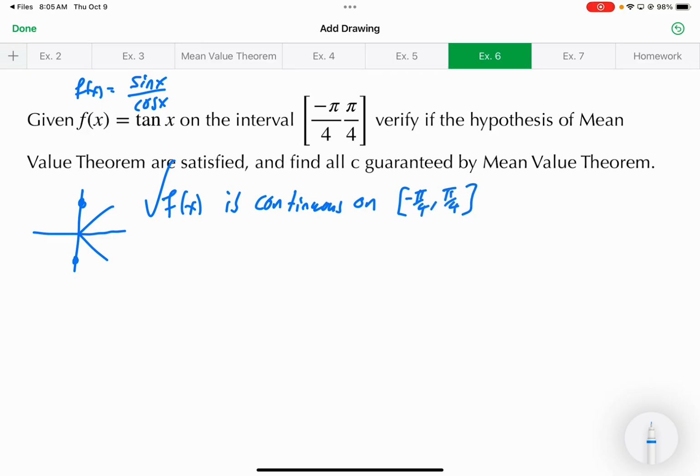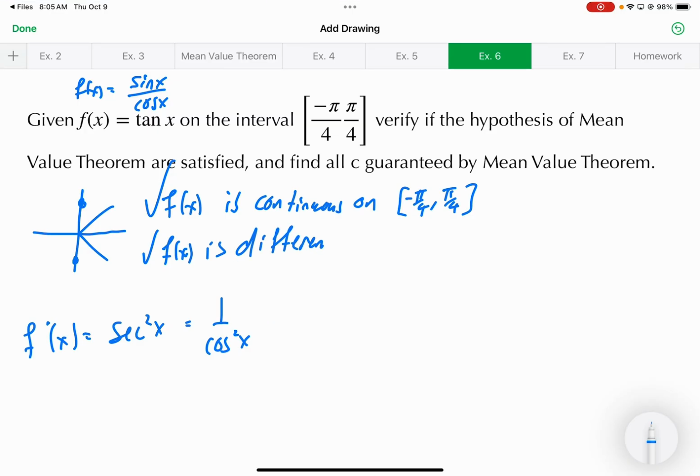All right, is it differentiable? Let's do a little foreshadowing. What is the derivative of tangent? Secant squared, which gives us 1 over cosine squared, which would have discontinuities as a function, the same place where tangent has discontinuities, right? So pi over 2, negative pi over 2. Even though cosine is squared, those instances would still be discontinuous. So because of that, f of x is differentiable. Oh my gosh, look at you guys. Now we get to do the thing.